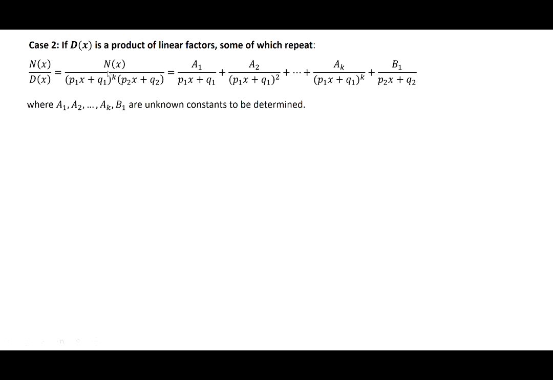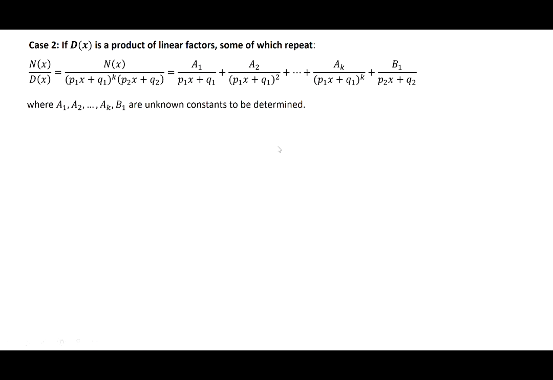Cool? And then we also see this linear factor p2x plus q2. That is not repeating, so we'll call it some constant b1 over p2x plus q2. Notice how none of these things is the same: a1, a2, a3, a4, all the way up to a sub k and b1. None of those constants is the same. We cannot assume them to be the same to begin with, is the point. It is entirely possible that after you evaluate them, they all come out to be the same. That's perfectly all right. We are not talking about that as a situation. But to begin with, you cannot assume they are all equal or some of them are equal.